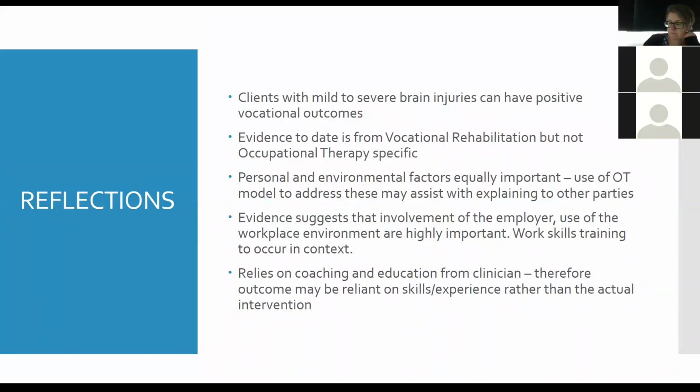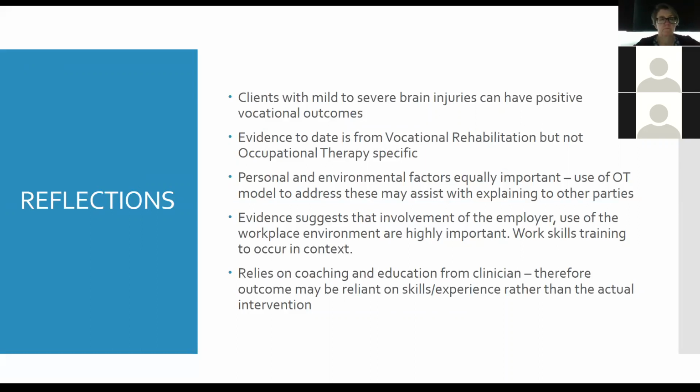So based on the 6 articles that I've got and a couple of others I've read, it does seem that clients with mild to severe brain injuries can have positive vocational outcomes. The evidence seems to be from vocational rehab, not occupational therapy specific. The thing that I took away from a lot of it was that both the personal and the environmental factors were equally important, which I think within workplace rehab we don't forget, but we don't communicate that very well to our referrers.